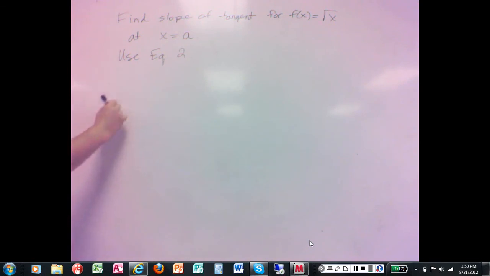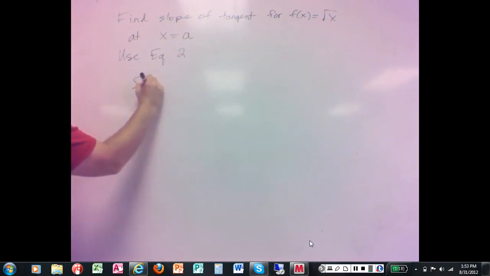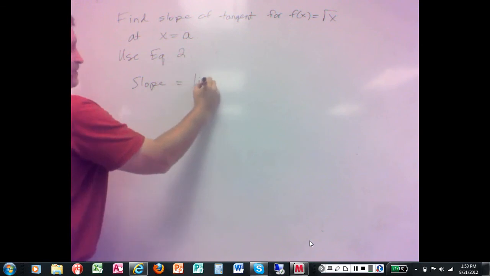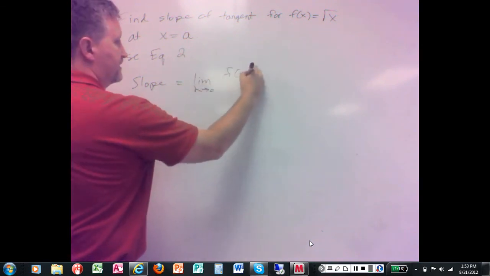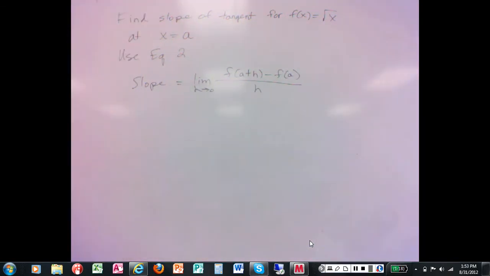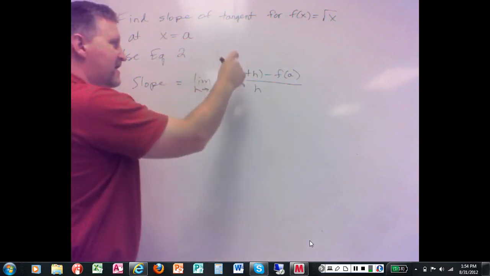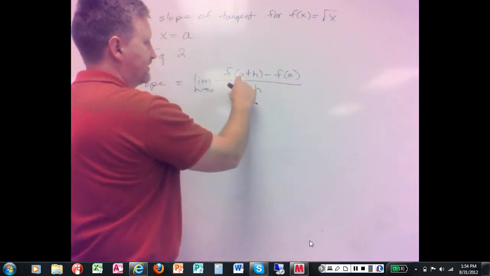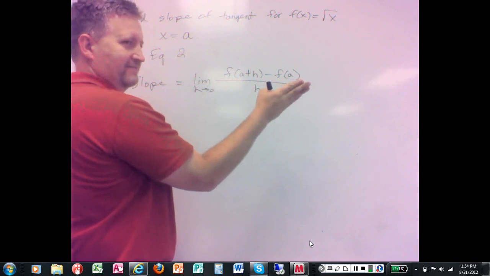All right? So equation 2 tells me that the slope of the tangent equals the limit as h approaches 0 of f of a plus h minus f of a over h. Okay? Well, in this case, I don't have an a value number to plug in. I just have to leave it as a. So I don't have a as 4 or 10 or whatever. A is just a in general.